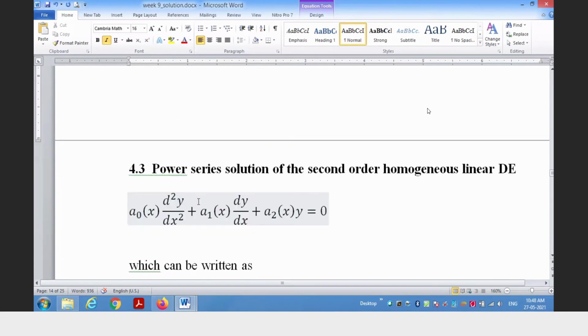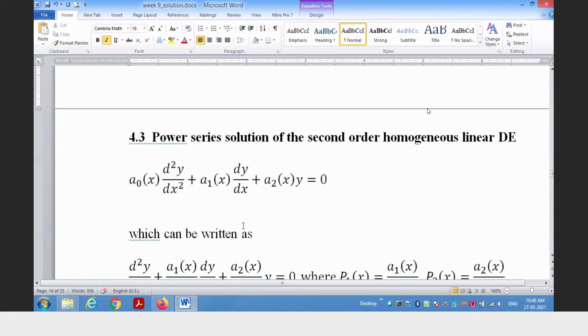All right, now we move on. Unless you have questions, otherwise I will proceed with 4.3. In 4.3, we will extend this method to find the solutions for second order homogeneous linear differential equations, which are in this form. This is a second order linear homogeneous differential equation.